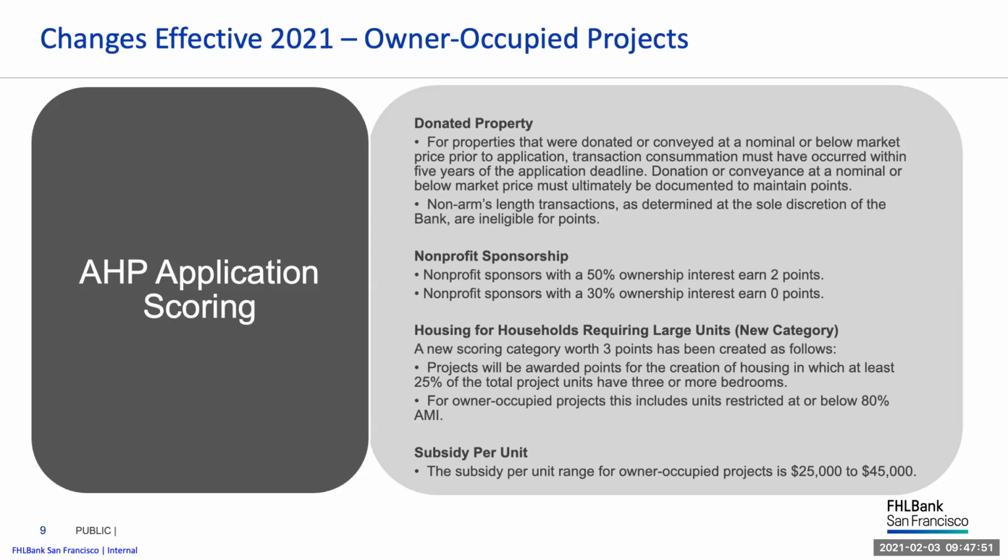Nonprofit sponsorship, we have clarified that nonprofit sponsors with 50% ownership interest earn 2 points. Nonprofit sponsors with a 30% ownership interest earn 0 points. Finally, for subsidy per unit, the range for owner-occupied projects is now higher at its lower limit, so it has changed to $25,000. The new range is $25,000 on the low end and $45,000 on the high end to reflect consistent increases in construction costs.